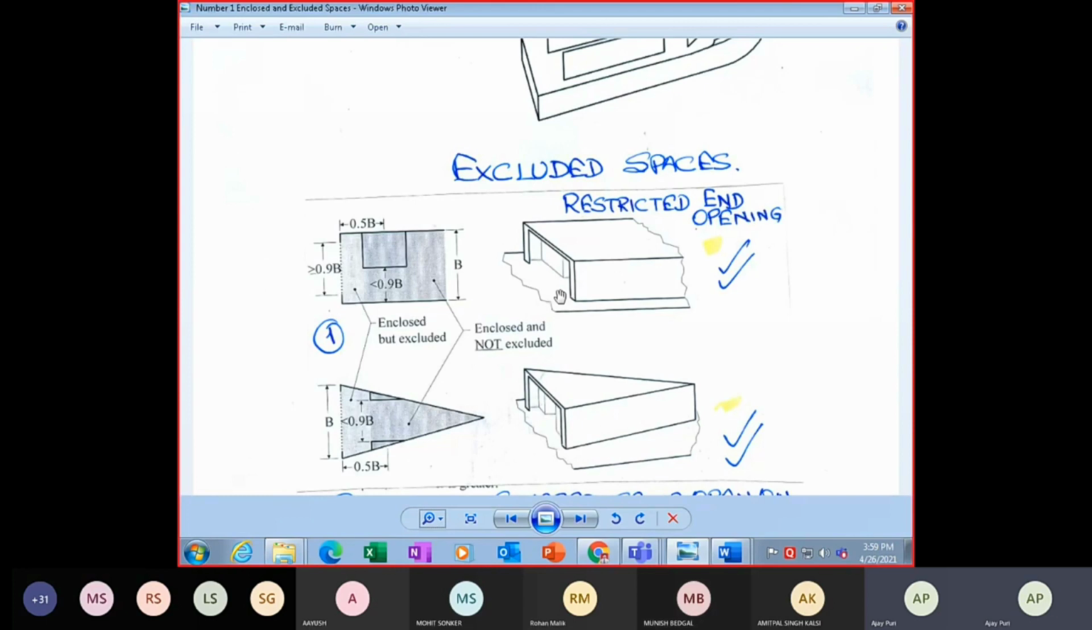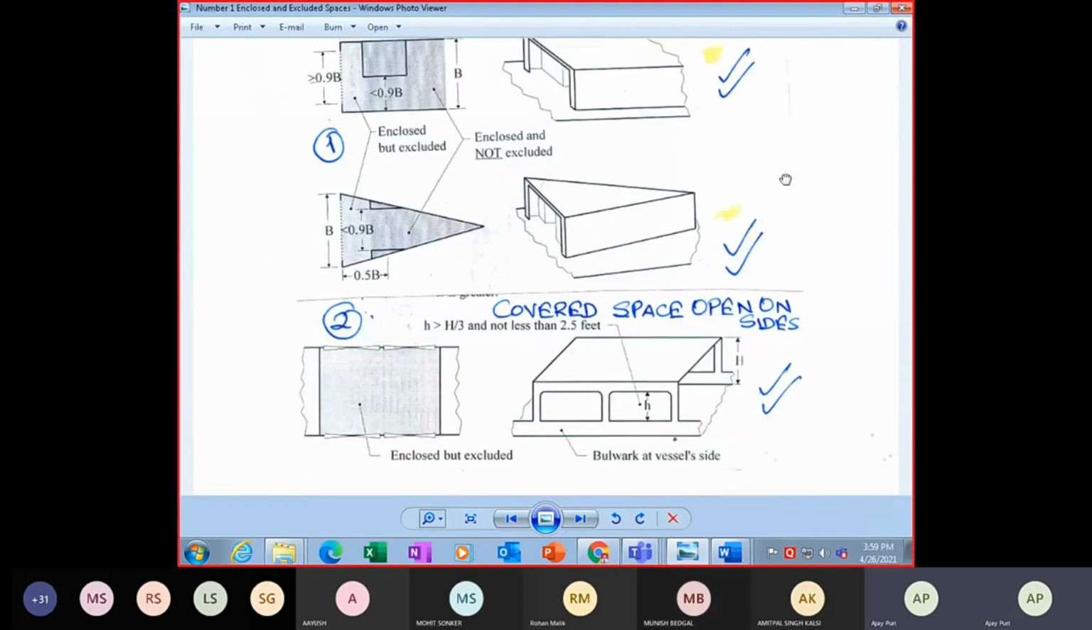So this area will not be taken in the calculation. Only this area will be taken in the calculation. So the entire thing is enclosed, but this area will not be taken in calculation. So that is enclosed but excluded. The area in front will be taken. So this area from this point till this point inside will be taken for calculation. So that is a restricted end opening. Now we'll be coming to the next diagram here.